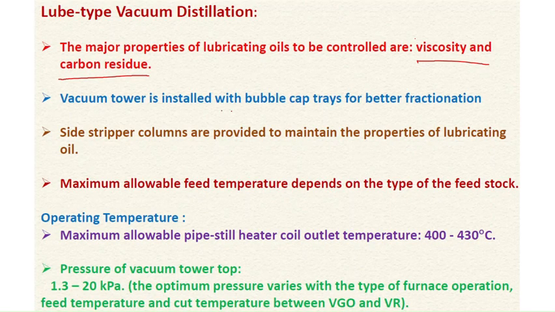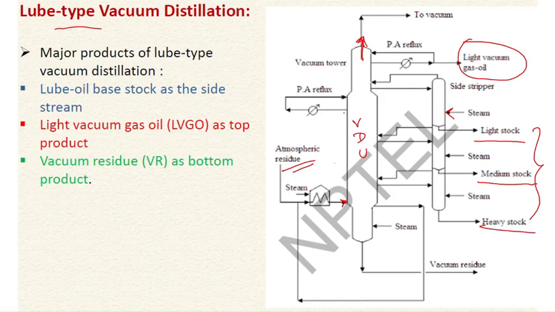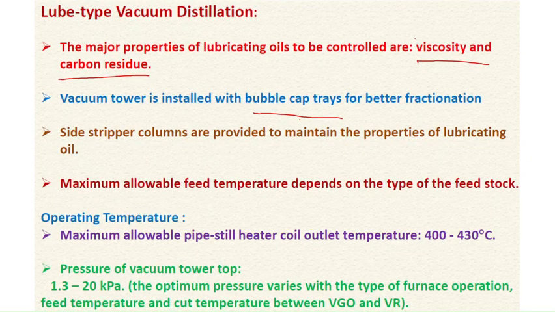Okay, here the important properties are viscosity and carbon residue. In case of gas oil, it is metal content and carbon residue. Okay, so the vacuum tower is installed with bubble cap trays. As I told, there are different cuts involved here, so for better fractionation and better mass transfer, bubble cap trays are required.